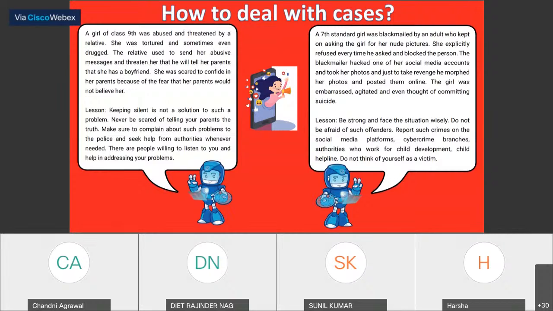A 7th standard girl was blackmailed by an adult who kept on asking for nude pictures. The girl refused, but that blackmailer hacked her social media account and took revenge by morphing her pictures onto nude bodies, posting her face on that and posting it online. The girl was embarrassed and even thought of committing suicide, and this kind of crime is called revenge porn, when some people, out of revenge, post porn of the kids. So be strong and face the situation wisely. Don't be afraid of such offenders.